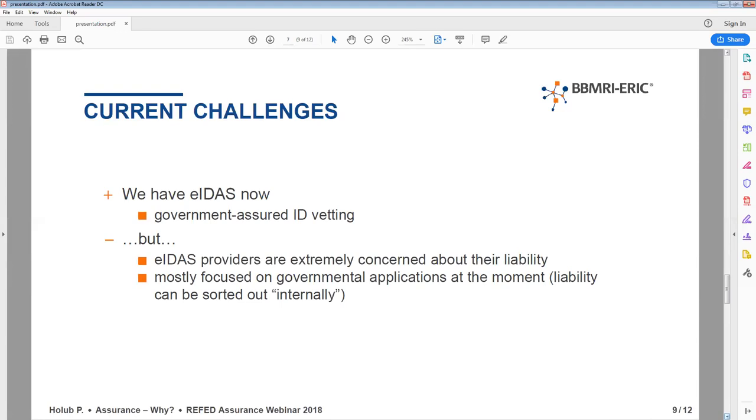So with this, I hope that I have at least clarified a little bit why the assurance profiles and the assurance framework is so important, and we would like to support this process and stimulate the whole ecosystem, at least within the European research domain, so that it gets wide adoption and we as research infrastructures can start relying on it. So thank you very much for your attention.